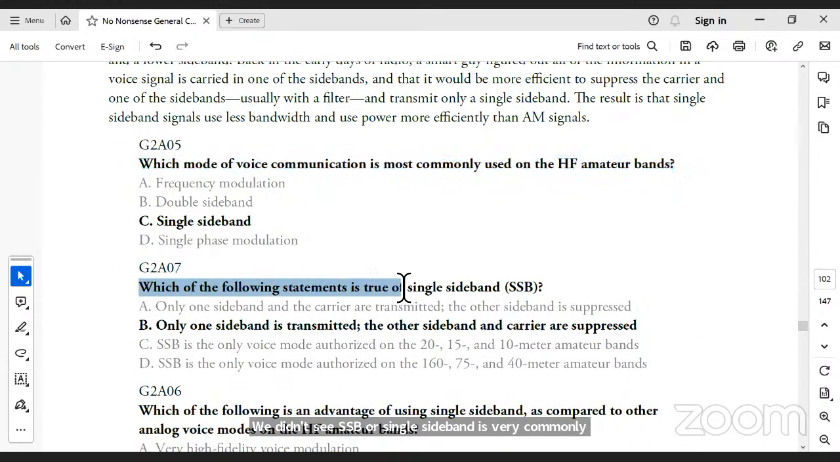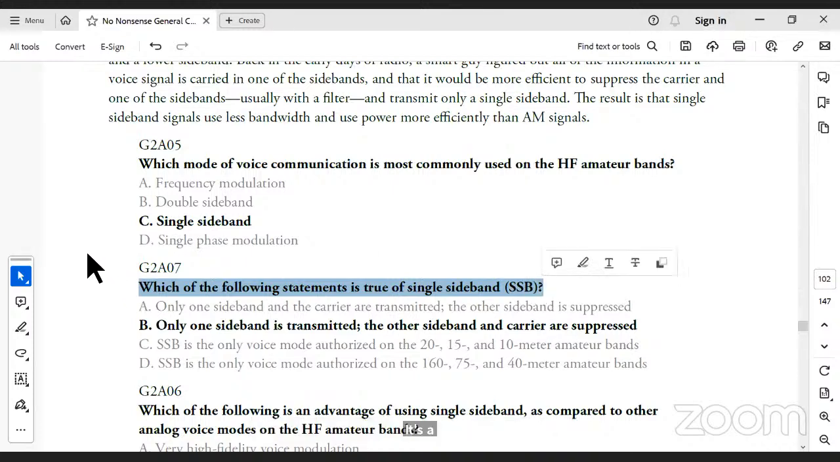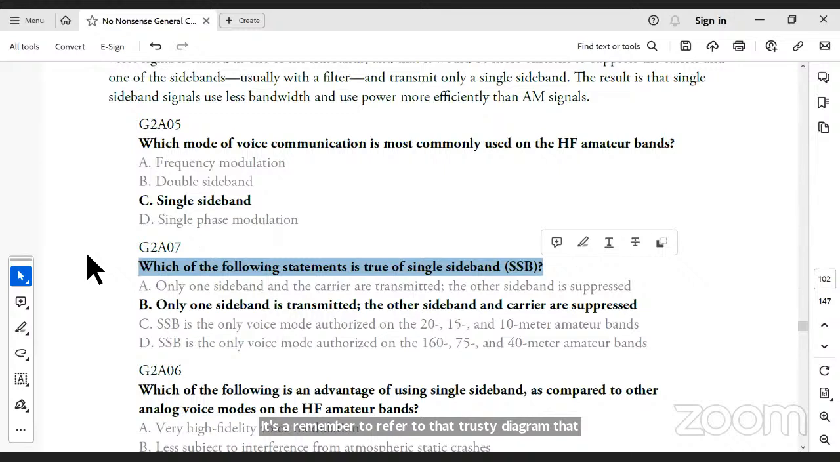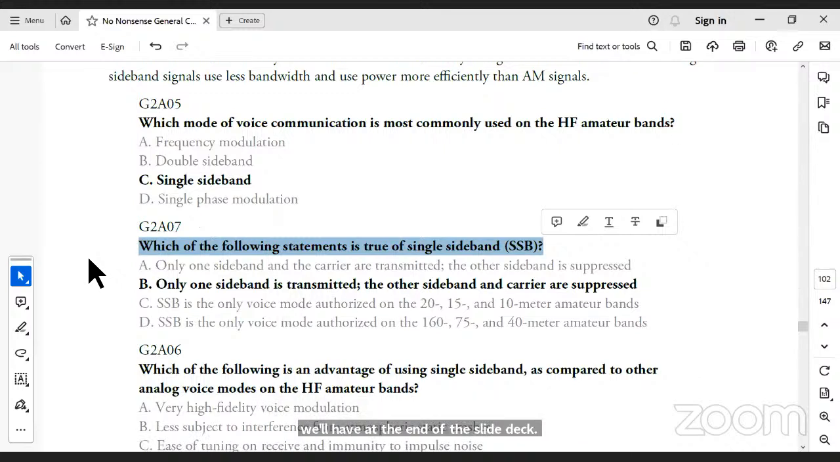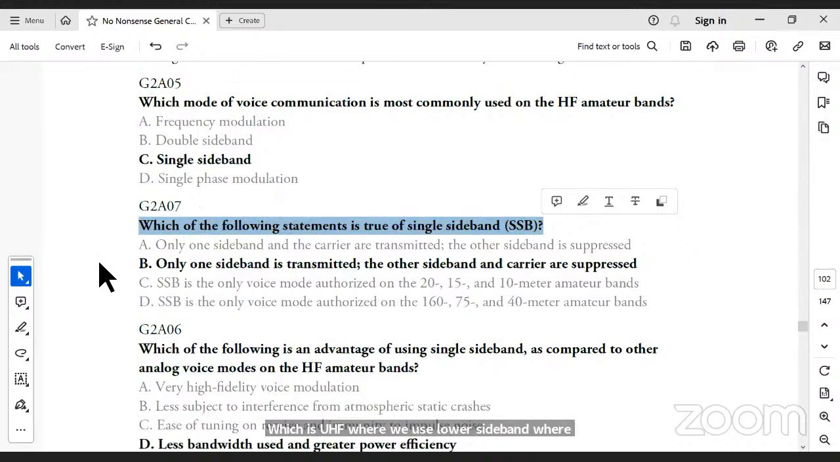Right, so remember to refer to that trusty diagram that we'll have at the end of the slide deck for what is HF, what is VHF, what is UHF, where we use lower sideband, where we use upper sideband, right? So that chart will come in handy until it is second nature to you. Next question in the question pool.